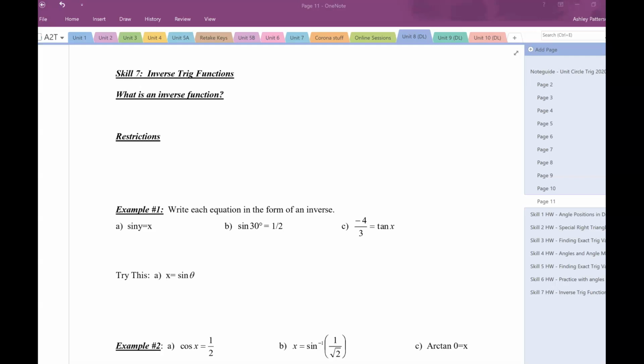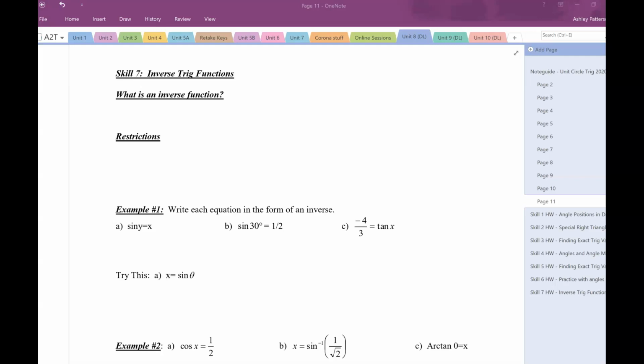Anyway, all right, our last skill for this unit is inverse trig functions. What are they? Well, you've actually already used them when solving triangles, and you've used them on your calculator, but we are not using our calculators anymore, ladies and gentlemen. There is no need. What does it look like?